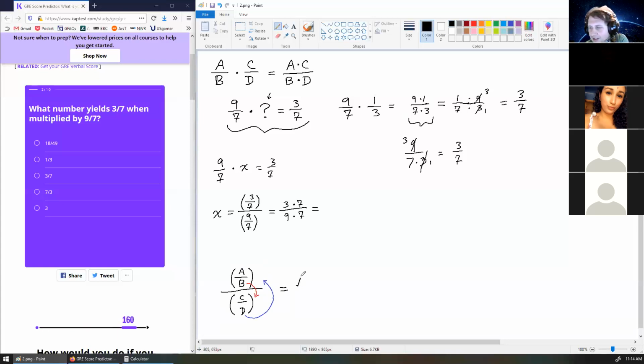What you get is A times D over B times C. It's tricky and confusing. But anyways, we kind of come back up to here. That's what we wound up doing here. The 7 came up, the 7 came down. So the 7s cancel each other out.